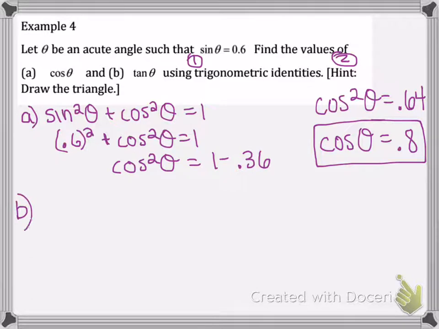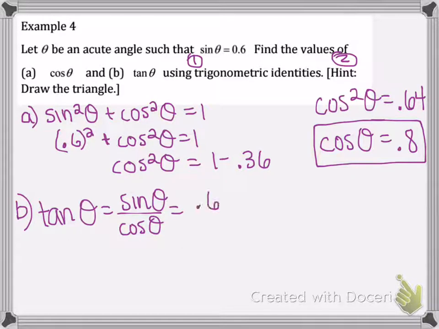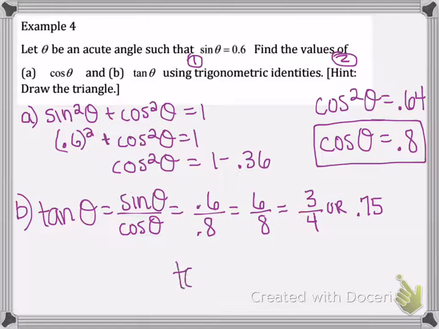Now for B, you need to find the tangent of theta. Now we can use the relationship that the tangent of theta equals sine of theta over cosine of theta. So sine of theta is 0.6, cosine of theta is 0.8. That's the same thing as 6 over 8, which is the same thing as 3/4 or 0.75. So the tangent of theta is equal to 0.75.